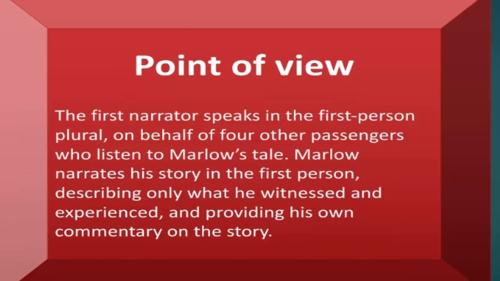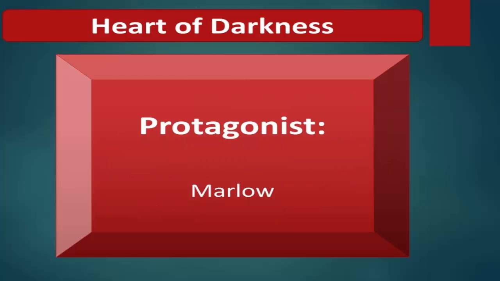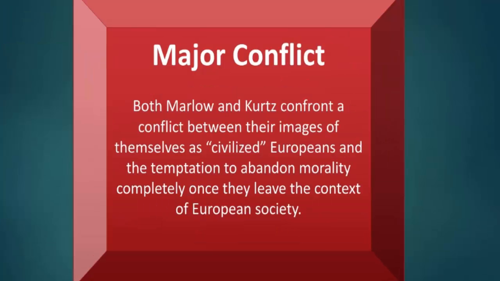Point of view: the first narrator speaks in the first person plural on behalf of four other passengers who listen to Marlow's tale. Marlow narrates his story in the first person, describing only what he witnessed and experienced and providing his own commentary on the story. Protagonist: it's Marlow. Major conflict: both Marlow and Kurtz confront a conflict between their images of themselves as civilized Europeans and the temptation to abandon morality once they leave the context of European society.